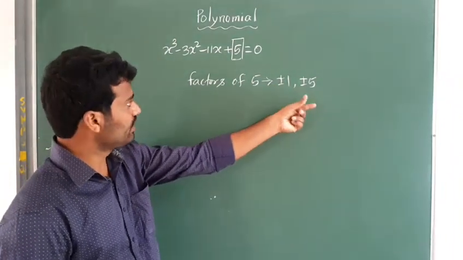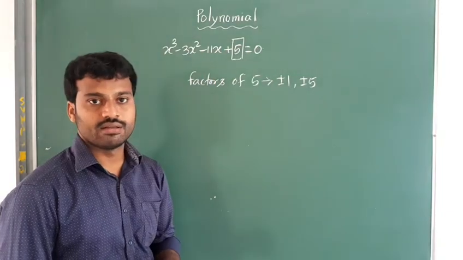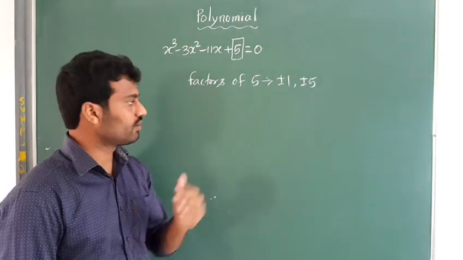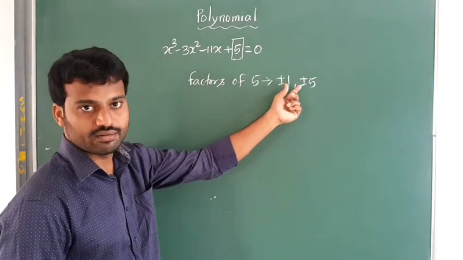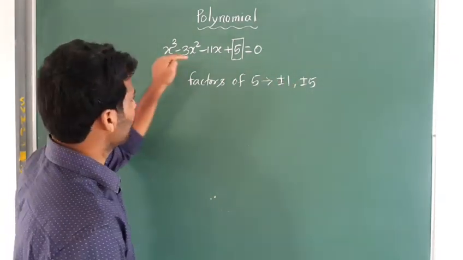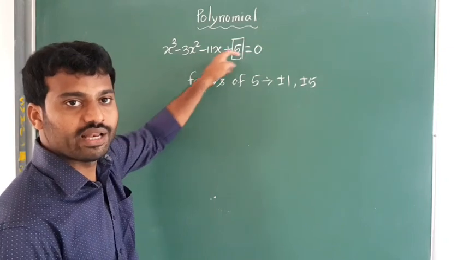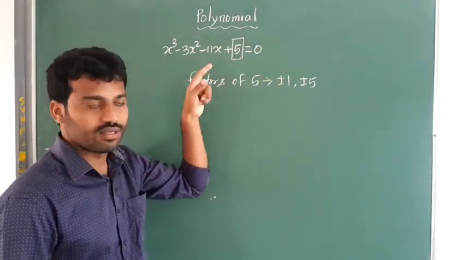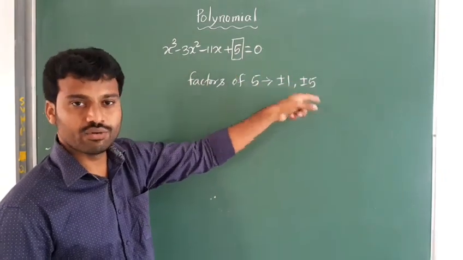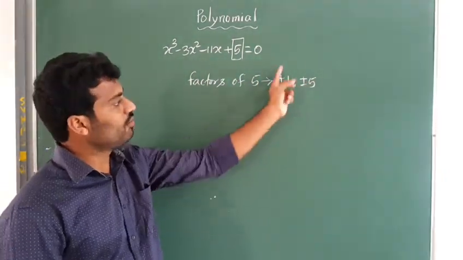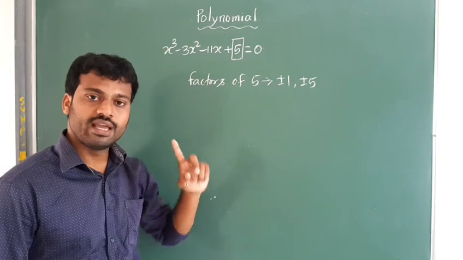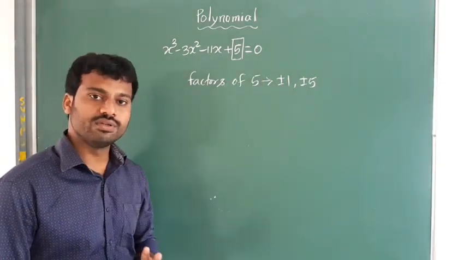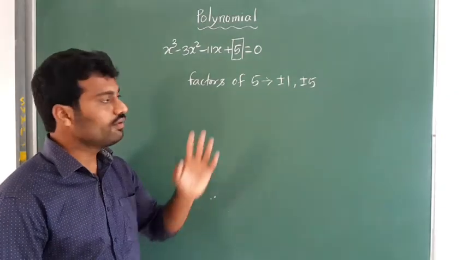In that, I should substitute one value here, to see whether it will be a factor of this polynomial or not. Suppose x equals 1, plus 1, you have to substitute and check whether the value will be equal to 0 or not. x equals minus 1, x equals plus 5, x equals minus 5. Among these values, one value will give the polynomial value 0. So what is that value? You have to cross check.